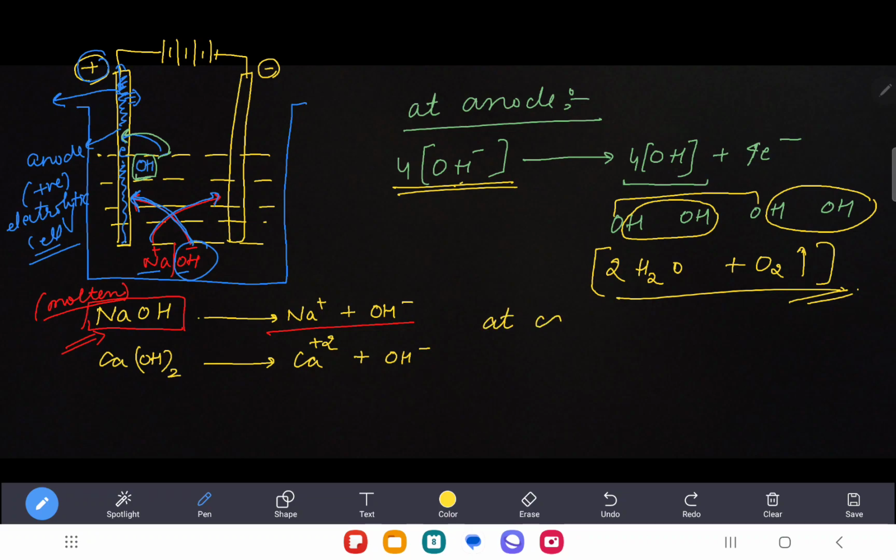Then what is happening at cathode? Who is going to the cathode? Na plus goes there. And it is going to pick up which electron? The electron which OH negative has donated.